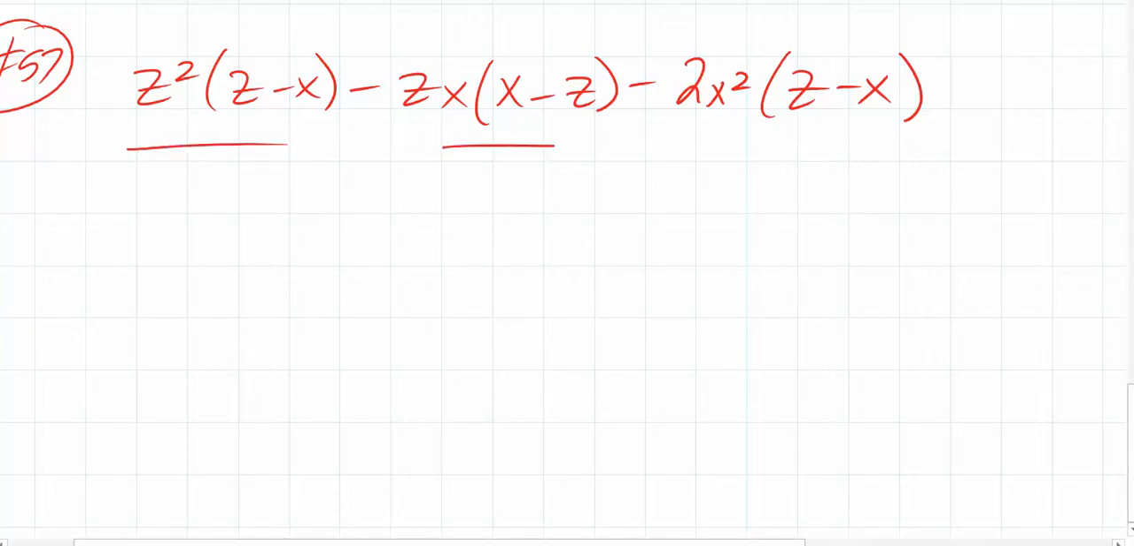So you look at all 3 of these, and what do you notice? What's one concrete thing you notice? They all have X's and Z's. Is there anything we can factor out immediately?